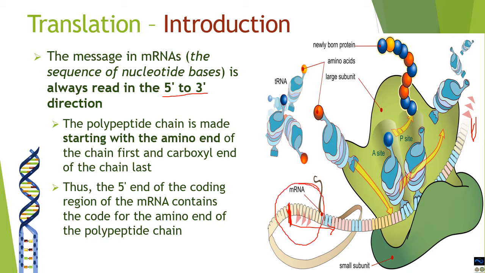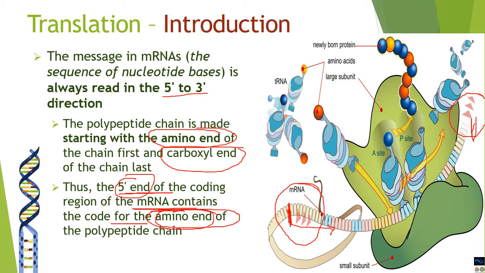The 5 prime start codon, or the start part of the mRNA, codes for the amino terminal of the polypeptide, and the carboxylate end of the polypeptide is coded by the 3 prime end of the mRNA. So we can in turn say that the 5 prime end of the coding region of the mRNA contains the code for the amino end of the polypeptide. So the 5 prime end will always represent the amino end of the polypeptide chain, and the 3 prime end will always represent the carboxyl end of the polypeptide chain which is being synthesized.